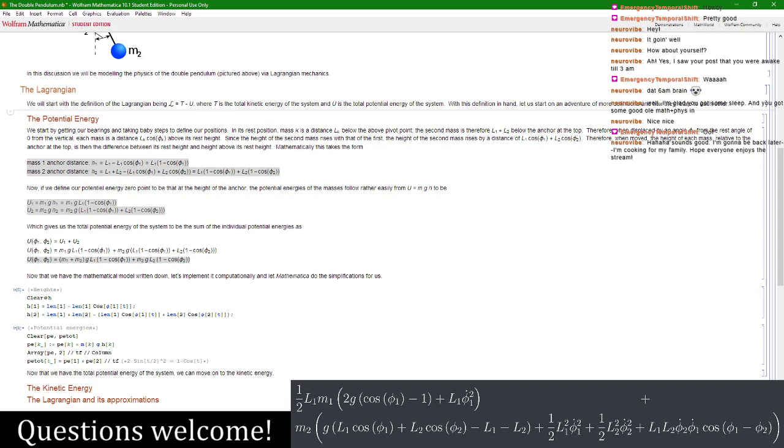Also, feel free to ask questions at any time about Mathematica or the physics or math going on. Especially this kind of paragraph coming up here. It's very wordy because I wrote this in, obviously, Mathematica and not LaTeX. But yeah, feel free to ask questions at any time.